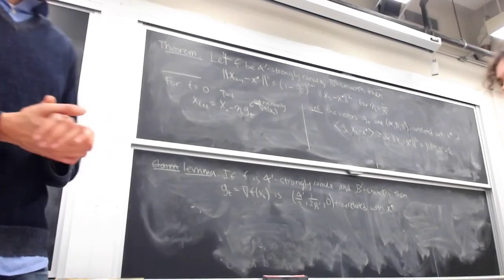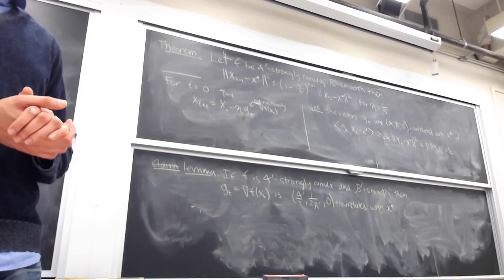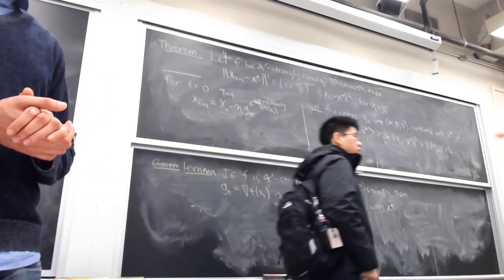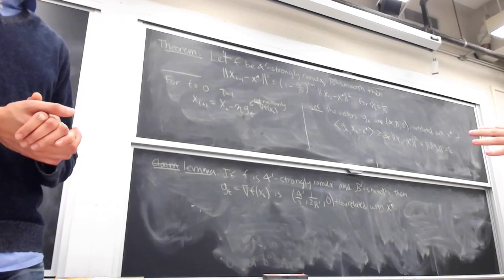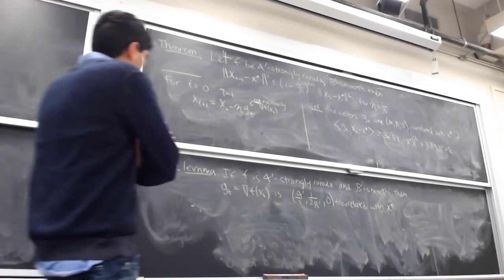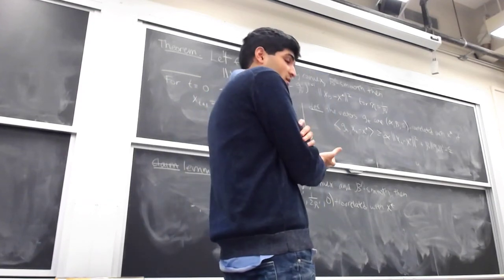Question about gradient descent. In practice, people don't use gradient descent, but they use the momentum method, right? Are there any theoretical guarantees that show the momentum methods are better? Oh, yeah, that's a very good question. This type of convergence rate is not optimal.